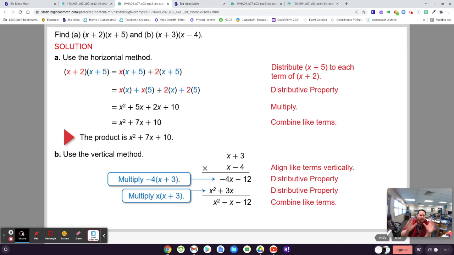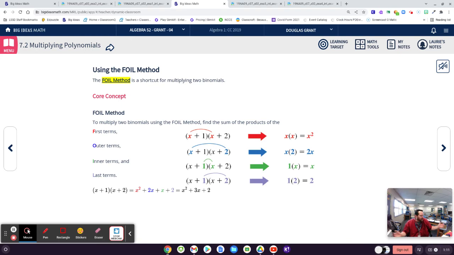Like I said, most people don't use these methods, but they work, and some people might like them. All right, so now the FOIL method. This is a method that was hammered into your parents' heads when they took algebra, and mine as well when I took algebra. I never learned the area model. So FOIL stands for first, outside, inside, last, and it works with any two binomials.